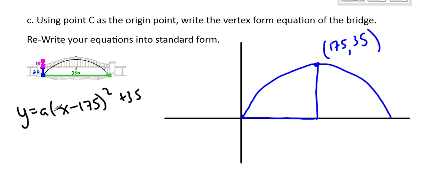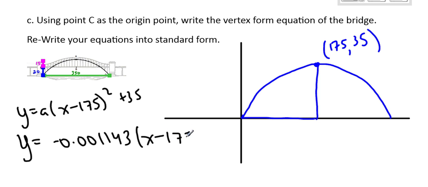I know that the shape is the shape is the shape. So I know already that that's my a value. And I don't need to recalculate it. But again, if I did want to, I could easily use the point and sub that into the equation. So there's my equation in perfect vertex form.